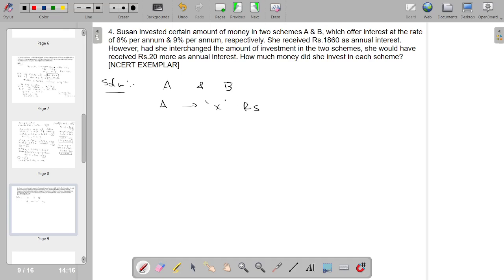We don't know that, that's why in scheme B she has invested Y rupees. The problem says she received 1860 rupees as annual interest. Annual interest means 8% in scheme A. 8% of X means how much? 8% of X is X into 8 by 100.